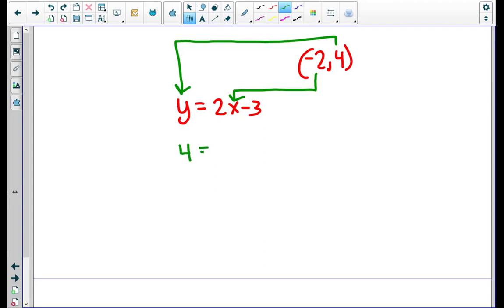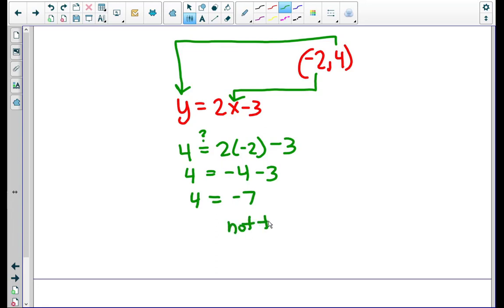So 4 equals 2 times -2 minus 3. And if you wanted to, you could put a question mark here, like, is this true? -4 minus 3, and then of course you see what? 4 equals -7, so it's not true. That point is not on this line. Even though a line has an infinite number of points, it doesn't have all the points in space. So this line did not work when we put it in the equation.